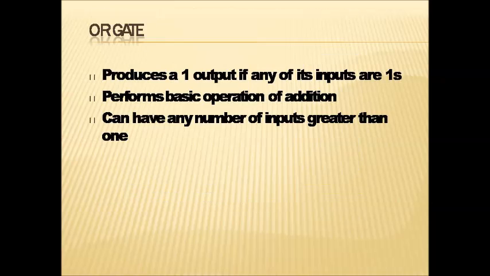Now our second basic logic gate, that is the OR gate. The OR gate is similar to the addition operation. In the case of an OR gate, it produces 1 whenever any of the inputs is 1. So let me repeat again, the OR gate produces 1 in the output if any of its inputs are 1s. Okay, and it can also have a number of input lines greater than 1. So that means the OR gate can accept many input lines.